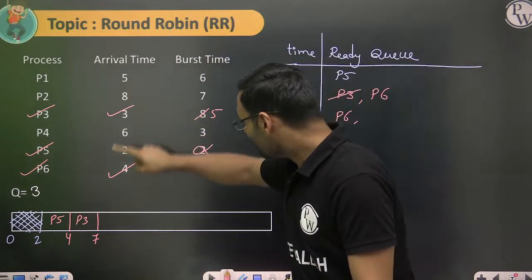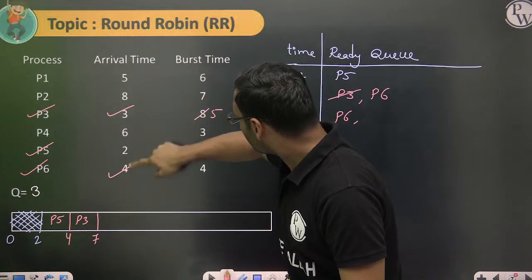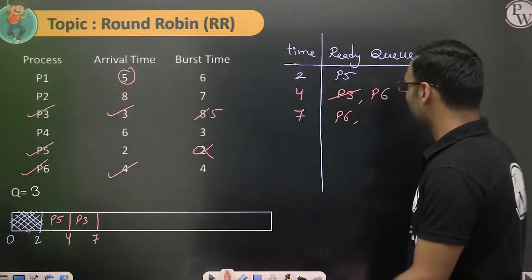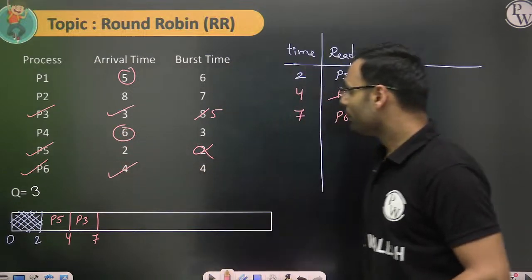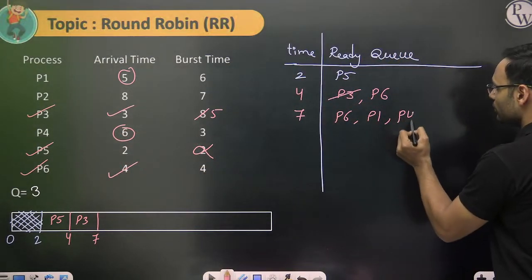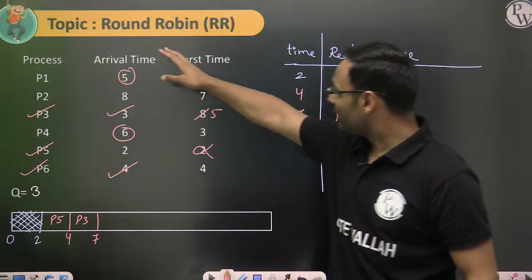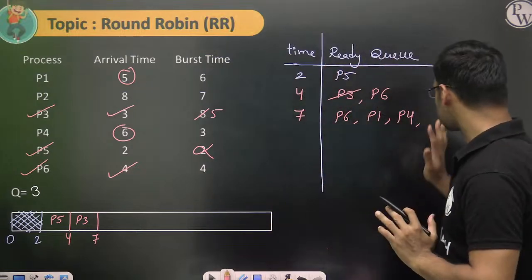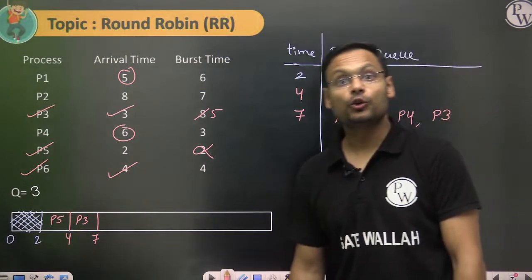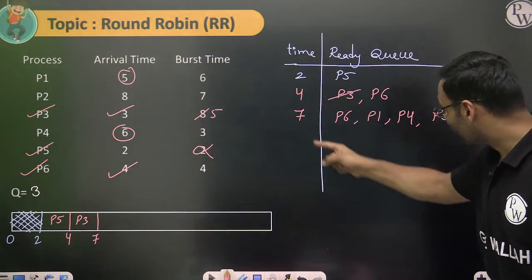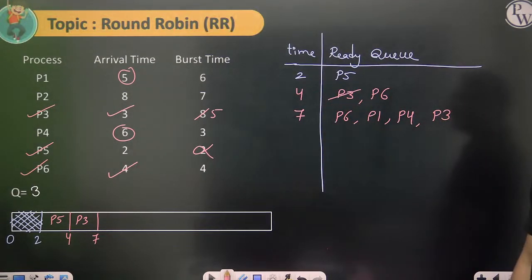Now till 7 time unit, at 5 time unit P1 arrives, so I have added it in the queue. Then at 6 time unit P4 arrives, fine, and at 7 nothing arrives. So these two processes are added, and at the end P3 I'll have to add in the queue. Why? Just because P3 completed one burst and will be added at the end.